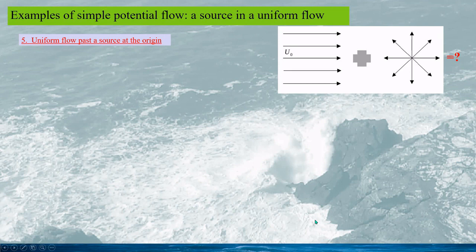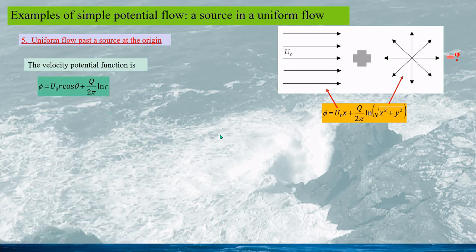Now in this slide, we'll see what we can get for the uniform flow passing the source. First, the overall velocity potential function is simply the superimposition of the potential functions of the uniform flow, this, and the flow from the source, as this. In a polar coordinate, the potential function can be expressed as this.